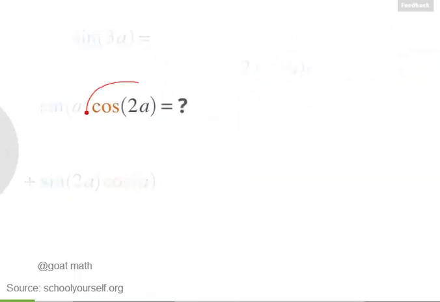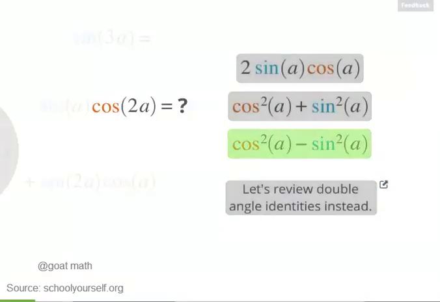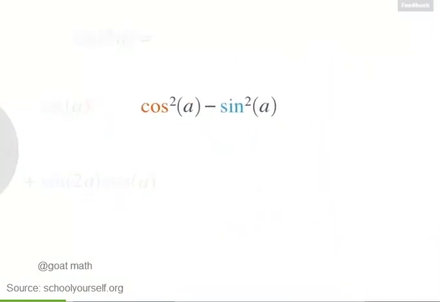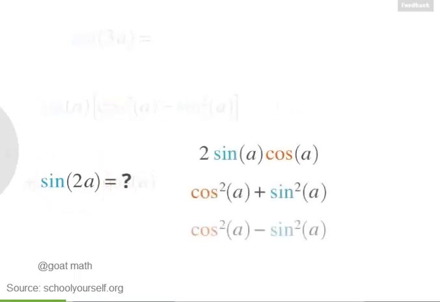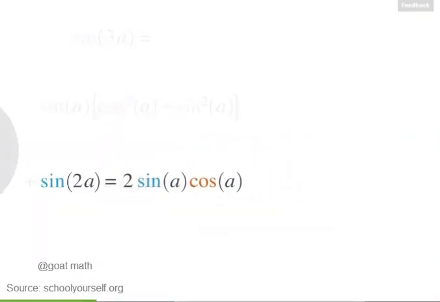First, let's look at the cosine of 2A. Which of these expressions does the cosine of 2A always equal? If you'd like to review the double angle identities instead, then click here. Great, so let's plug this expression in for the cosine of 2A. Next, let's look at the sine 2A term down here. Which of these expressions does the sine of 2A always equal? Right, so let's plug this expression in for the sine of 2A.